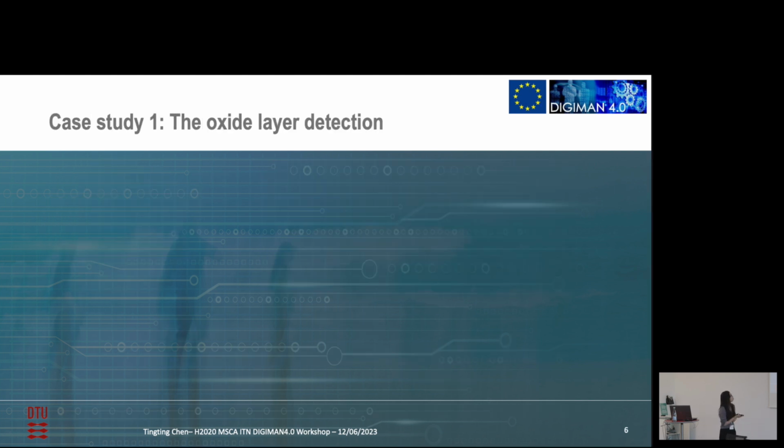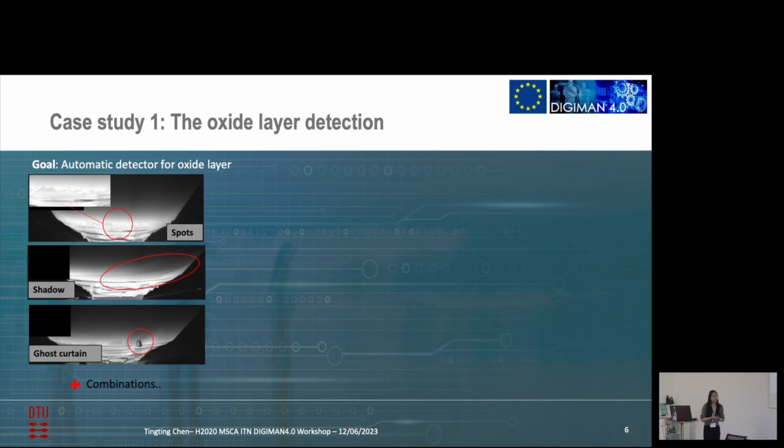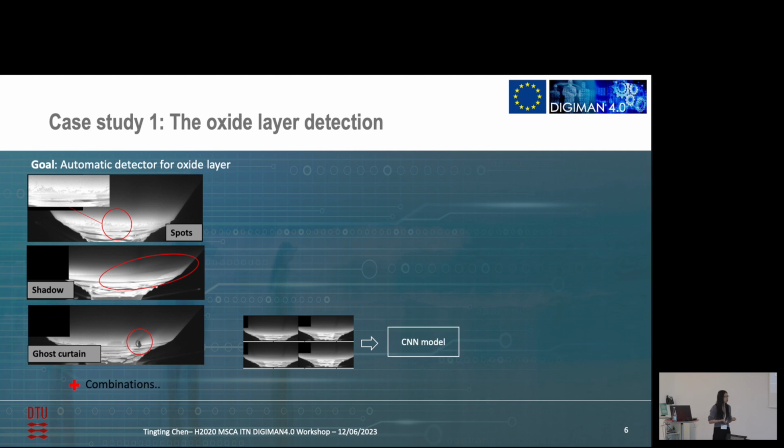Then here comes our first case study. We focus on know-what, that is to identify the oxide layer. Our goal is to develop an automatic detector for different oxide types with different characteristics. So we can leverage a convolutional neural network to output the oxide types.